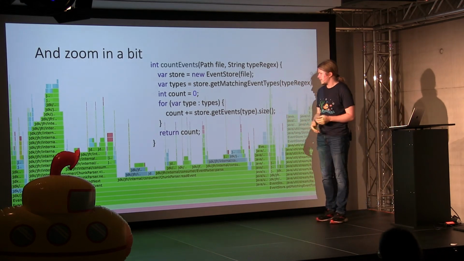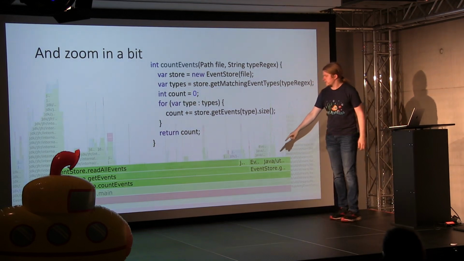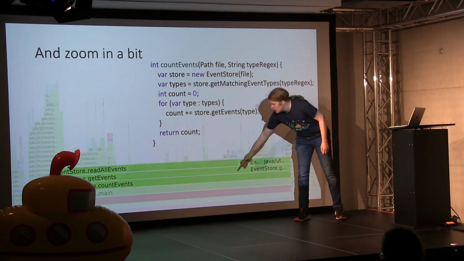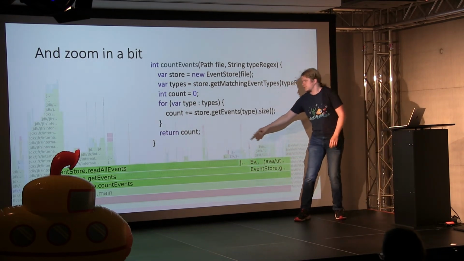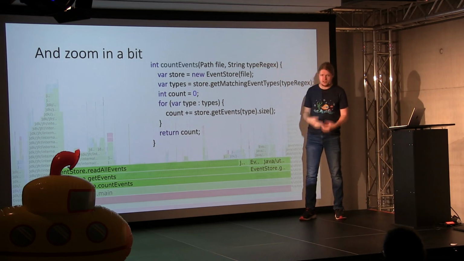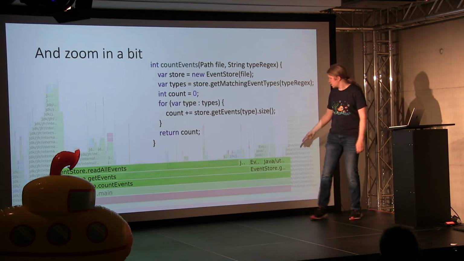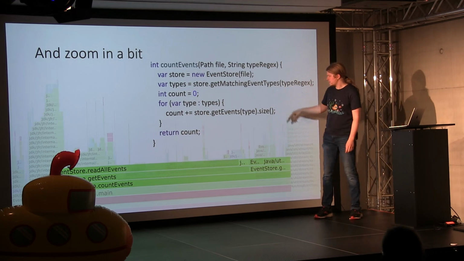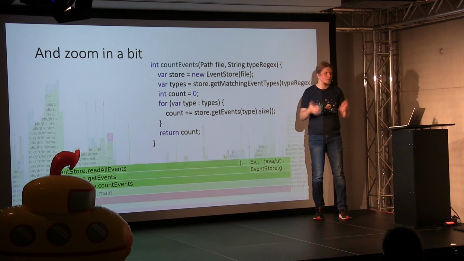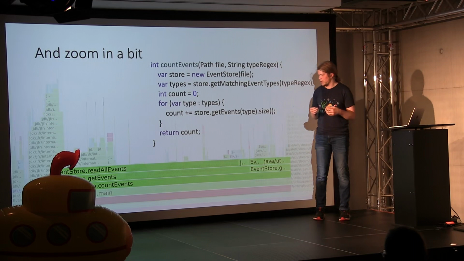But yeah, we have here a flame graph, where it essentially tells us, when we zoom in a bit on a part, that the main method calls count events, which calls get events, which calls read events, as we see here. The main method has to call this count events for it to be an application, and then count events calls get events and also calls get matching event types.